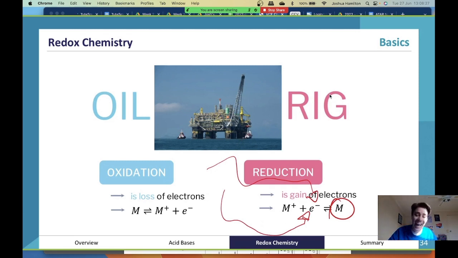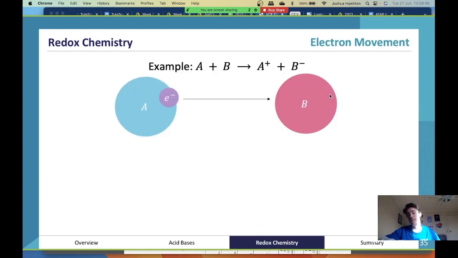So it's being gained. That electron has been gained. This electron has been lost. The electron here, this one over here, has been lost. This electron here has been gained. So think of it like this.